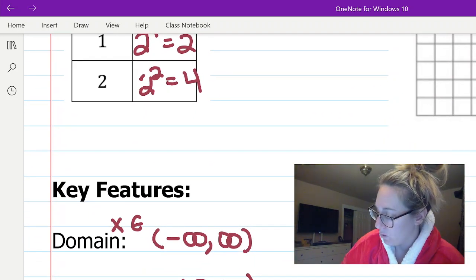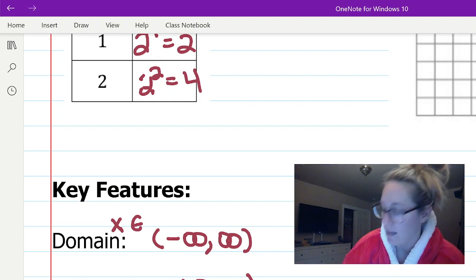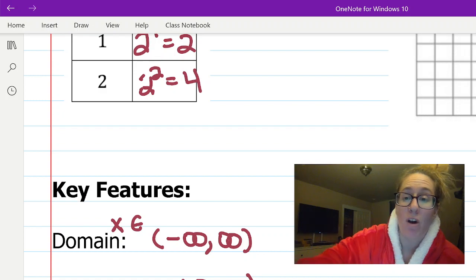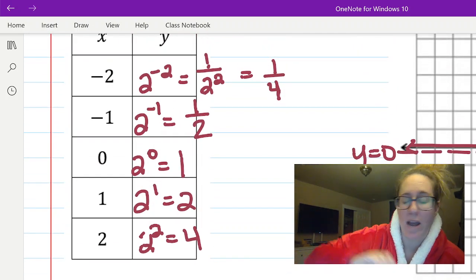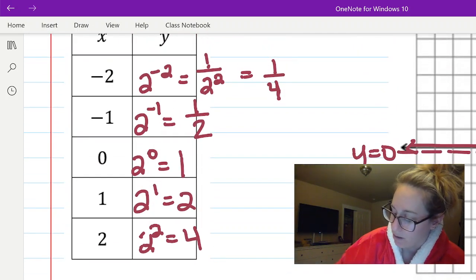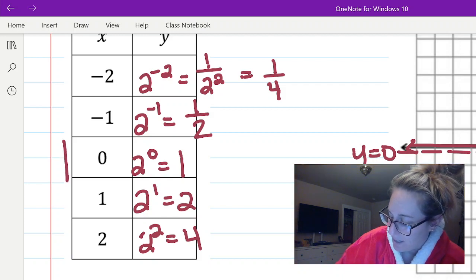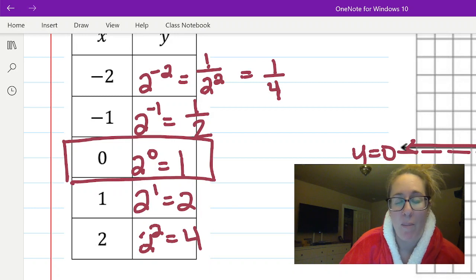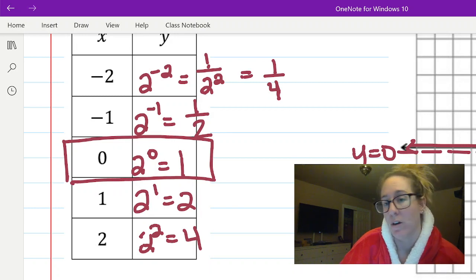So we have a horizontal asymptote at y equals 0. All right, we talked about that on our graph. And then our y-intercept, where we cross the y-axis. This is an important point for our graph. Right there at 0. This is that property that anything to the power of 0 is 1.